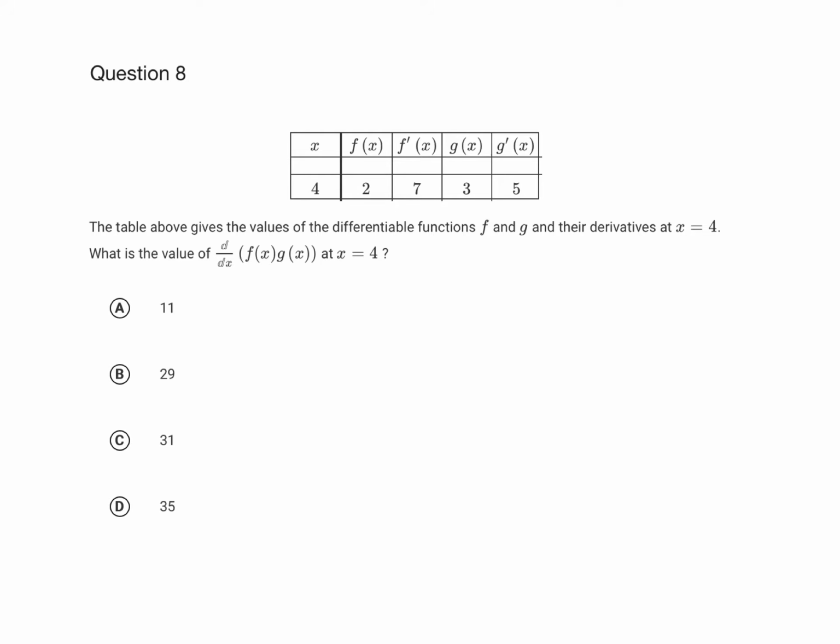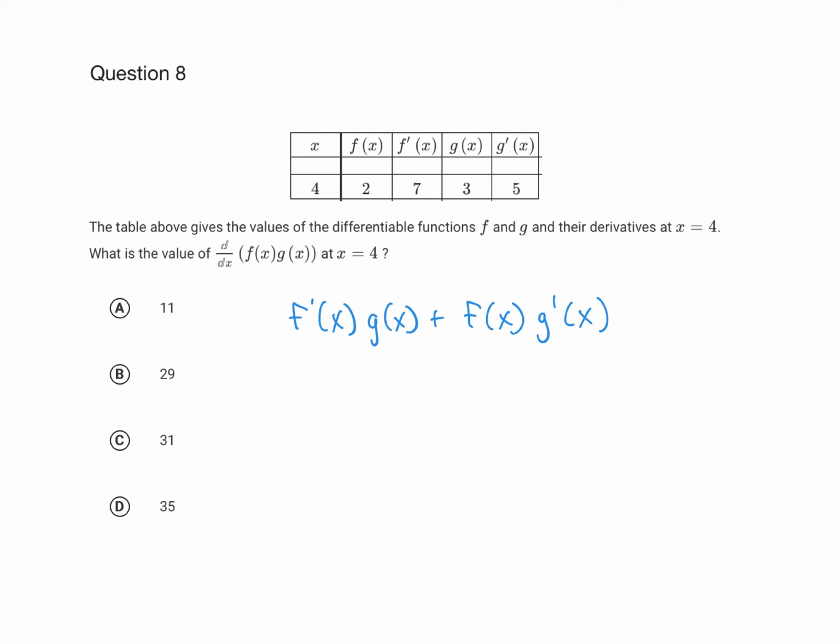All right, then they say the table above gives the values of the differentiable functions f and g and their derivatives at x equals 4. Then they ask for the derivative. So this notation is just the derivative of two functions multiplied, f and g. Since f and g are multiplied, we'll have to do the product rule. So we'll do f prime of x times g of x, and then just regular f of x, and then take the derivative of g.